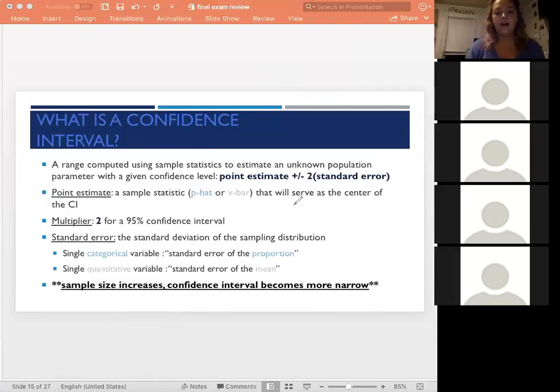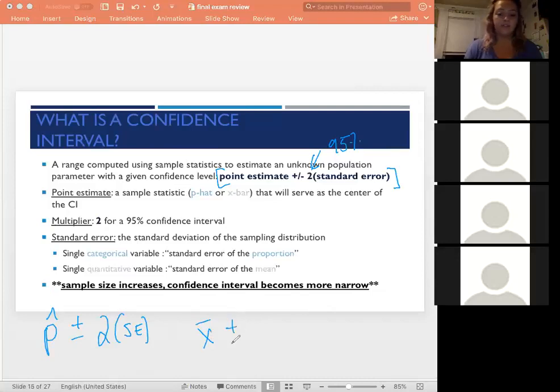So this is our general equation: our point estimate plus or minus 2 times our standard error. This 2 is if we're talking about a 95% confidence interval, like I wrote down there. So you're either going to have something like this, p hat plus or minus 2 times your standard error, which has its own equation, or you're going to have x bar.